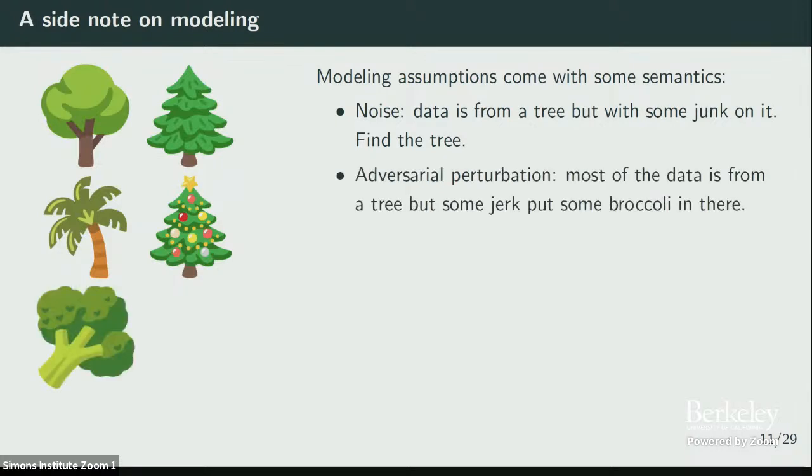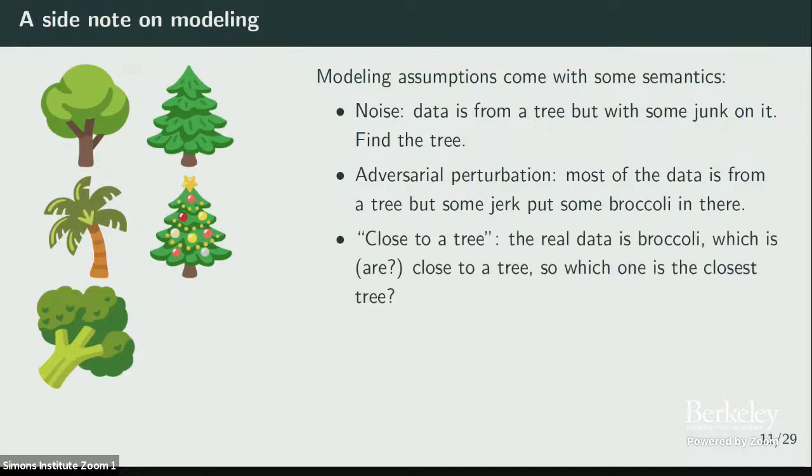On the other hand, if I think about adversarial perturbation, I could say that most of my data actually comes from a tree, but some of it's been poisoned. Some of the samples actually come from broccoli, and so you want to keep the tree and get rid of the broccoli. But you could also say close to a tree could be like the real data is actually broccoli, which looks like a tree. So what is the closest tree that looks like broccoli? And I'd argue it's the top left one.